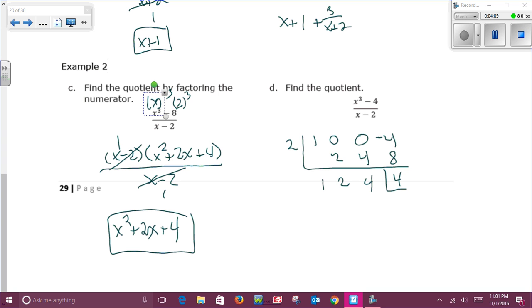So my answer is going to be no variable, one variable squared, so x squared plus 2x plus 4 plus 4 over, what was I dividing by? X minus 2. Okay. I don't know if you've noticed, but the answers are pretty similar. The only thing that's different between the two is the remainders.